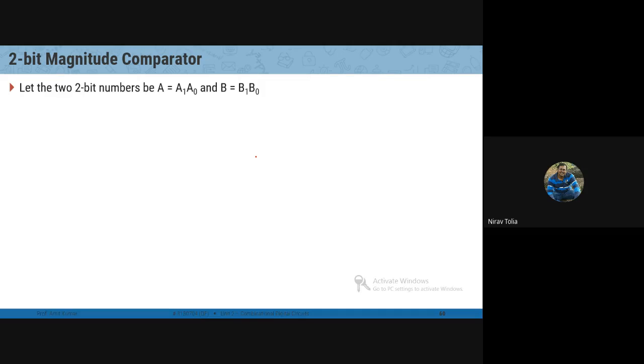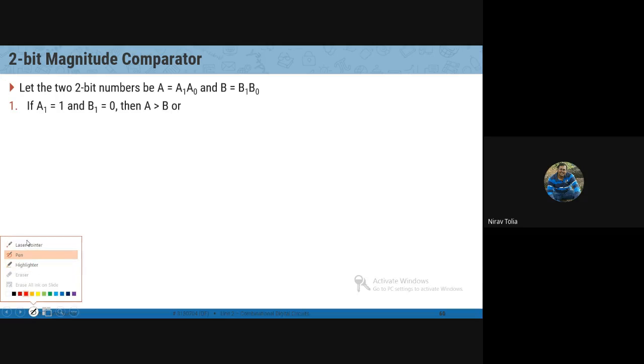and in A we have a 2-bit A0 and A1, and in B also we have a 2-bit B0 and B1. And here A1 and B1 is the MSB, or you can say the most significant bit. So its weightage is higher than A0 and B0. So let us focus on the first rule, which is A greater than B.